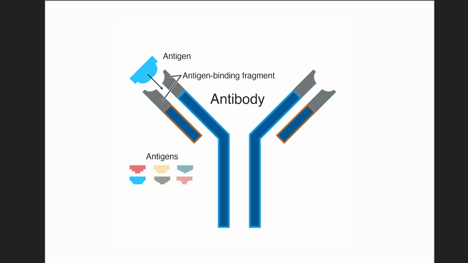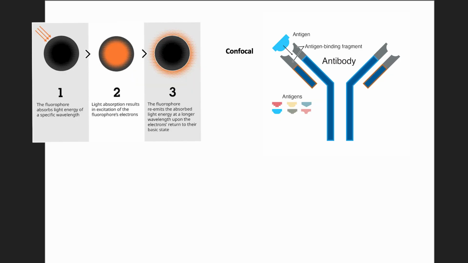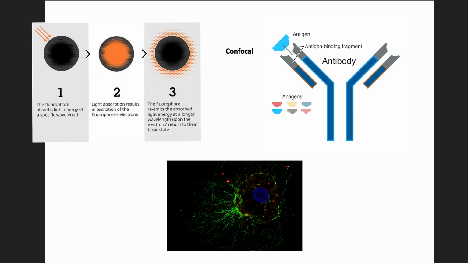So, when you shine a specific wavelength of light onto these fluorophores, they can shine back at you and you can image them. And since these fluorophores are attached to certain proteins, you can look at your protein of interest. This is called immunofluorescent imaging. So there are many types of light microscopy. Two types that I'm going to be talking about are widefield and confocal microscopy.